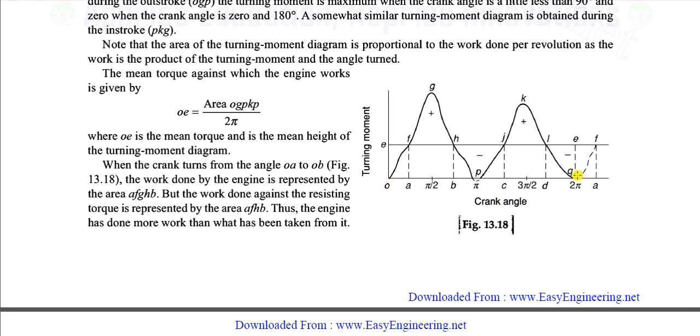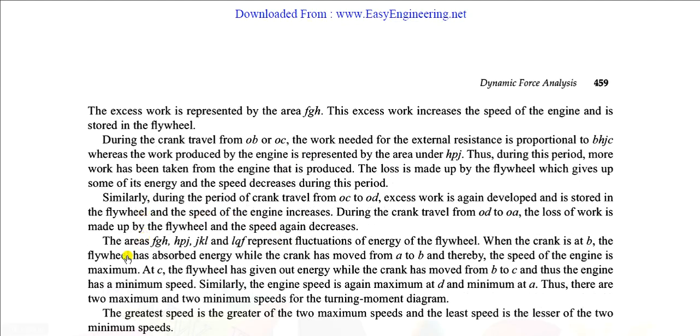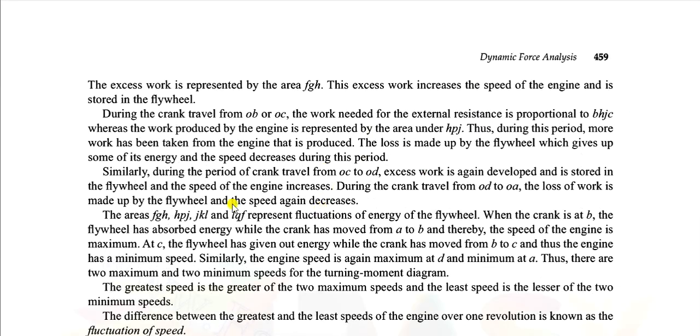So if you see from 0 to 2 pi turn, we are getting minimum, maximum, minimum, and then maximum. So 2 maximum speeds, 2 minimum speeds. If you read here, he is explaining the areas FGH, HPJ, JKL, and LQF represent fluctuation of energy of the flywheel. So these areas FGH, HPJ, JKL, and LQF are representing what? Fluctuation of energy of the flywheel.